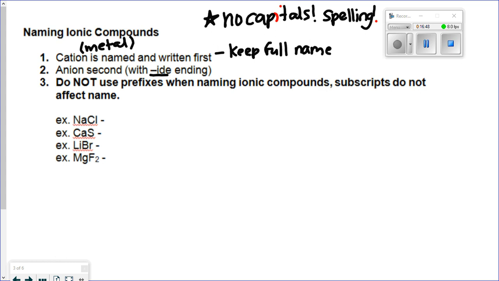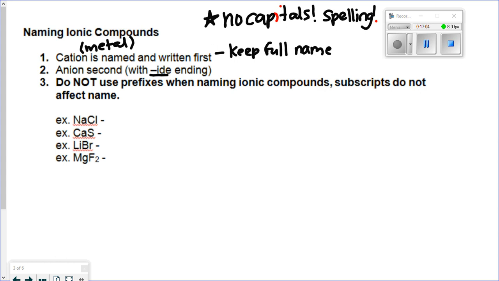Point 3 here doesn't really make sense. Oh, no, it does. Sorry, this is not the one. It says, do not use prefixes when naming ionic compounds. Subscripts do not affect the name. So that's saying we ignore numbers in this case. I'll show you what that means with one of these.